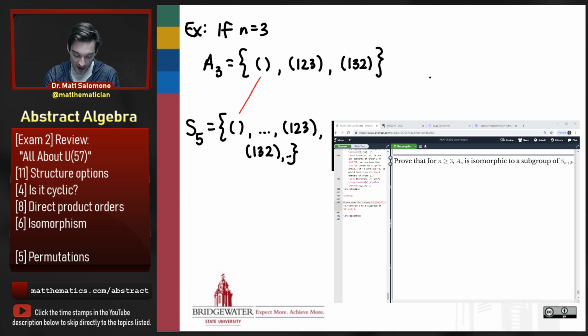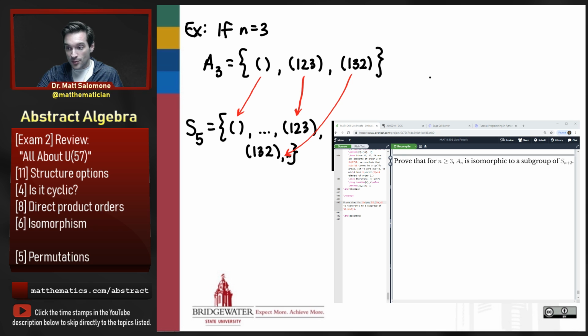Because it turns out every element of A3 is exactly equal in cycle notation to a corresponding element of S5, because every element of A3 is an element of S3, and every element of S3 can be realized as an element of S5 that happens to be a stabilizer of the 4th and 5th positions. So this is actually not a very interesting theorem as it's written.